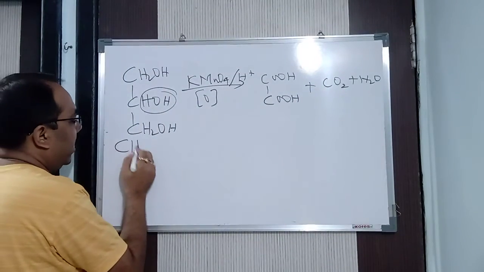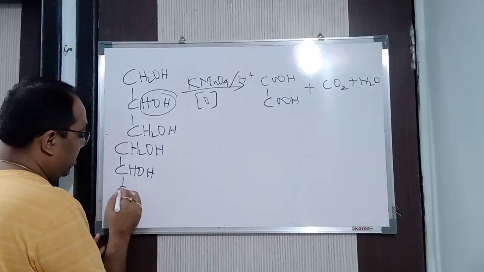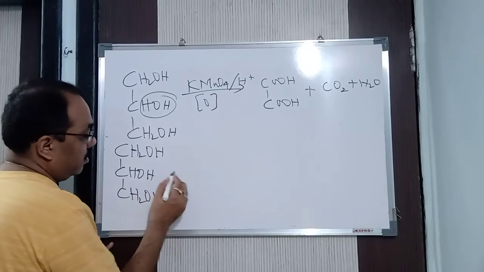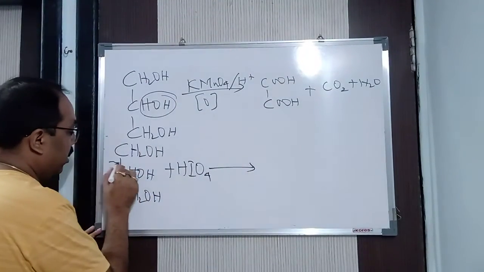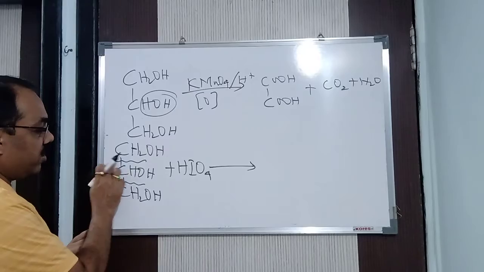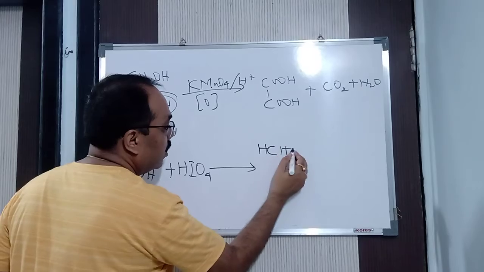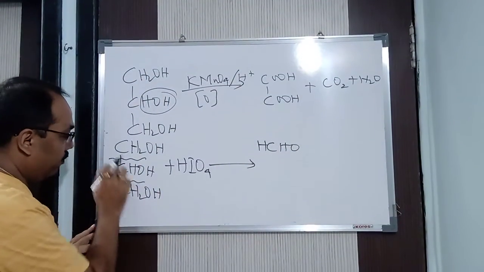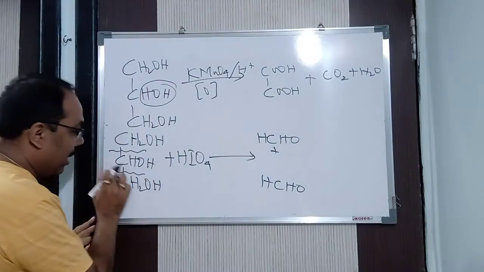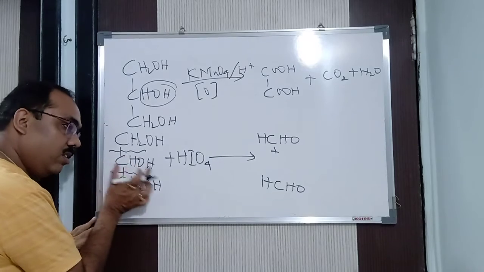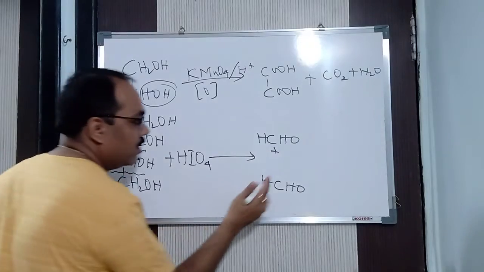Clear? Now if instead of acidified KMnO4, I take periodic acid, that is HIO4, which is also a strong oxidizing agent, then the cleavage takes place here. So here this alcohol, it will get oxidized to aldehyde, HCHO. Both are primary alcohols, so they get oxidized to aldehyde, HCHO. And the secondary carbon will get oxidized to ketone. You know that secondary alcohol gets oxidized to ketone. Ketone on further oxidation will give you carboxylic acid.